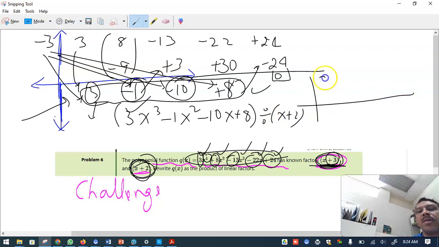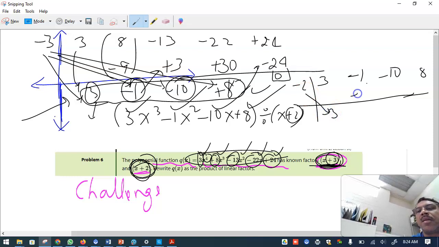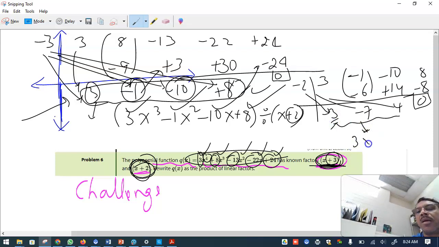That means put it like this again. And this 3 will go 3. This minus 1 will be minus 1, minus 10, 8, and then write the opposite of plus 2 right here. Drop down 3. This will give you minus 6. Together is minus 7, plus 14, and then 4, and minus 8 equals 0. See, now you will get the quadratic quotient here. So the quadratic quotient is 3x squared minus 7x plus 4.